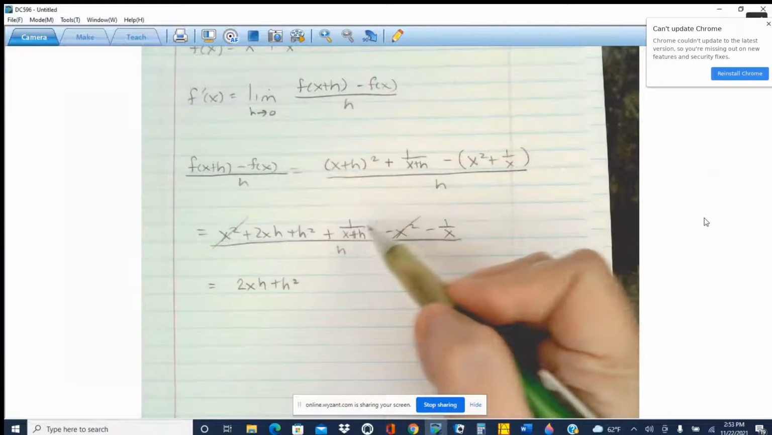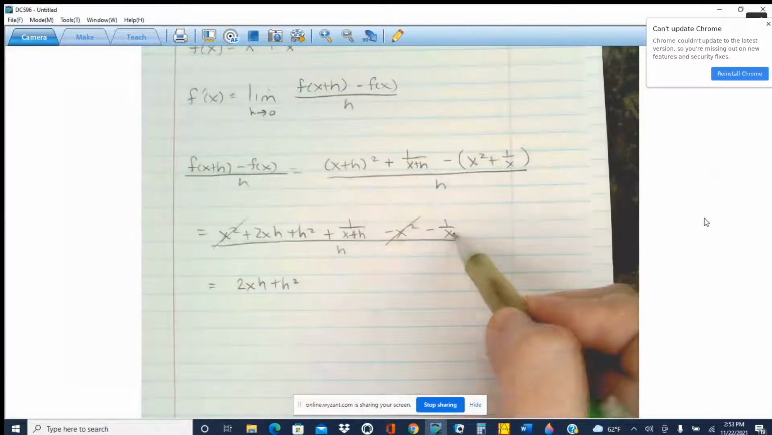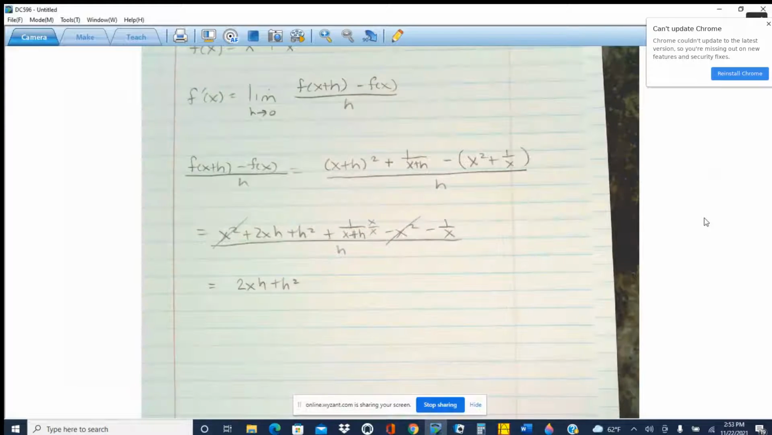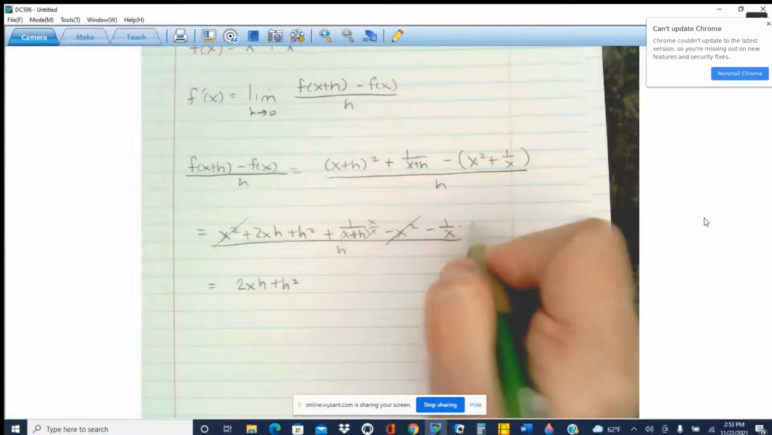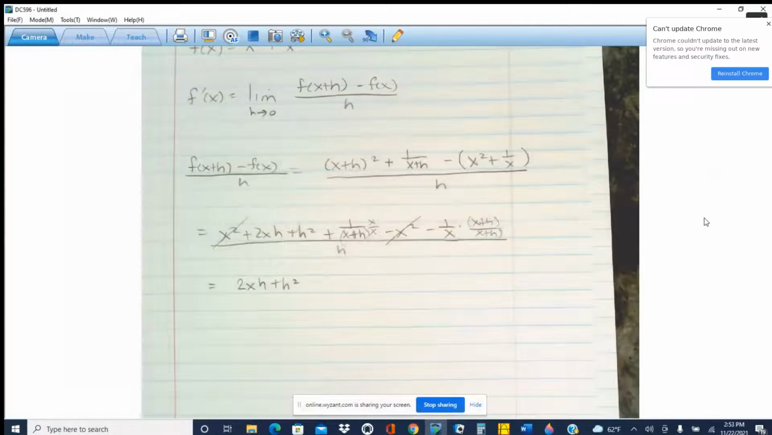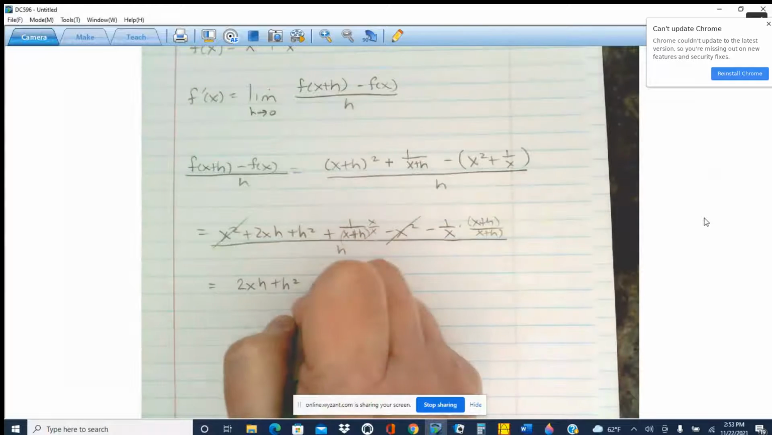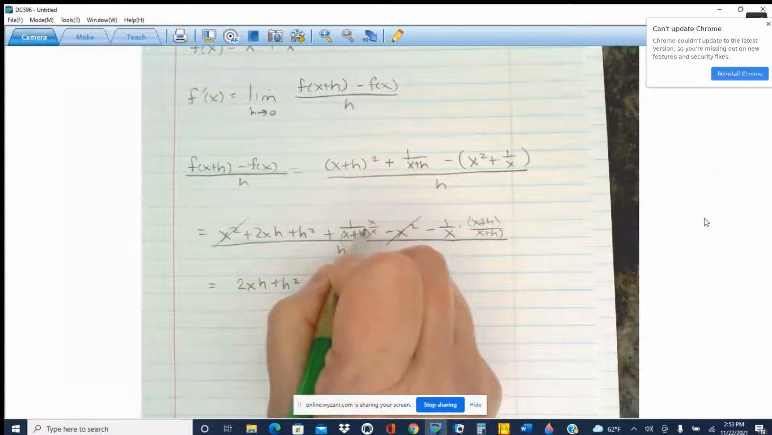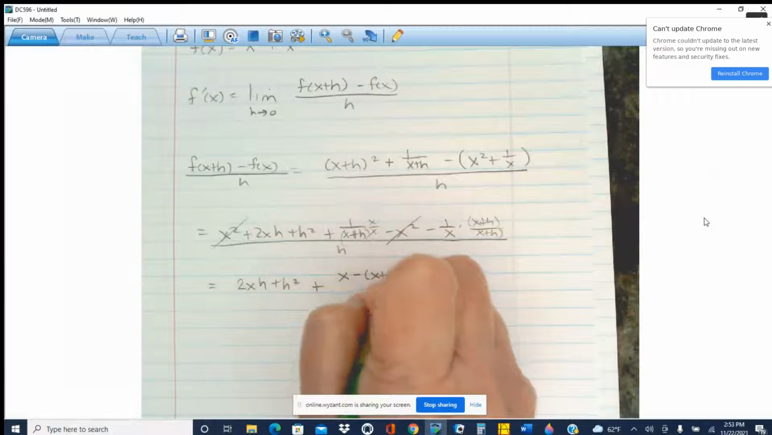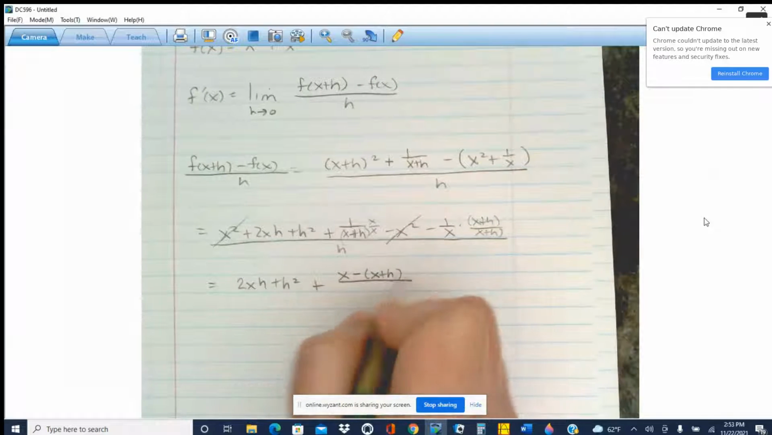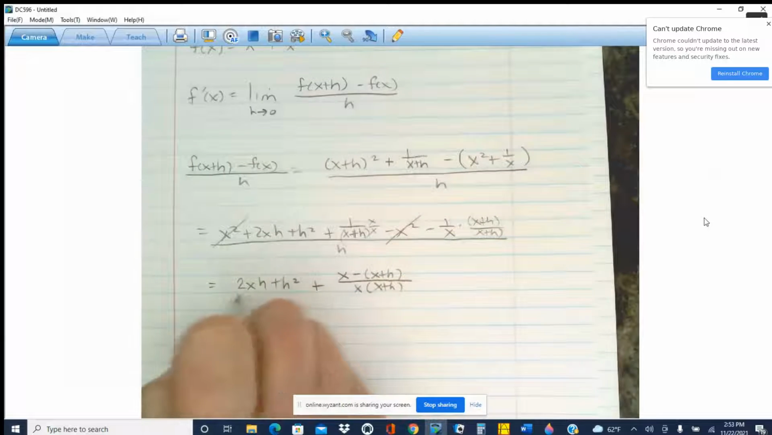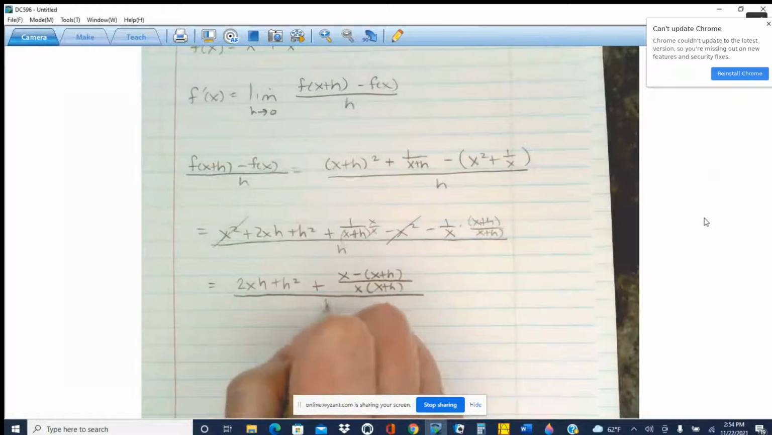And then I need to combine these two fractions. This one is going to be multiplied by x over x to get a common denominator, and this one by x plus h over x plus h. So that gives me x here on top minus that x plus h, and that needs to be in parentheses because we're subtracting that entire numerator over x times x plus h, and the whole thing is still over h.